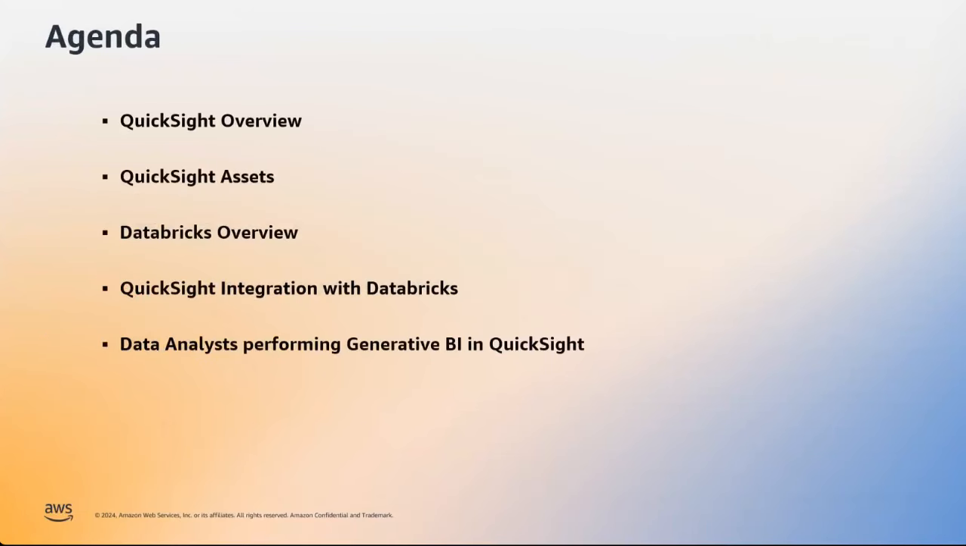It's time to talk about the agenda. First we'll start with the QuickSight overview, and then we'll make you aware of the assets that you build in QuickSight. Next, we will learn about Databricks, and then we'll talk about QuickSight integration with Databricks. I'll discuss the connection details and how we set it up. Finally, we will see how you make use of this data as a data analyst and perform generative BI in QuickSight. See how easy it is to build, visualize, and ask questions, giving more self-service power to your end users.